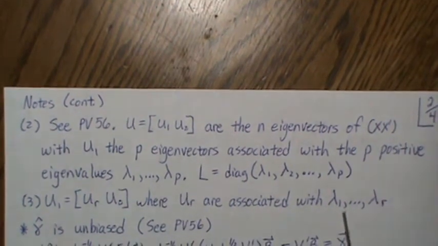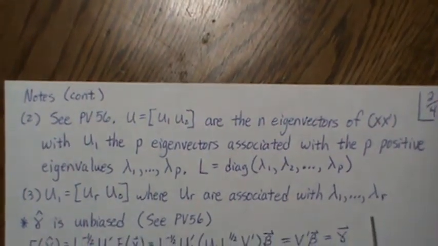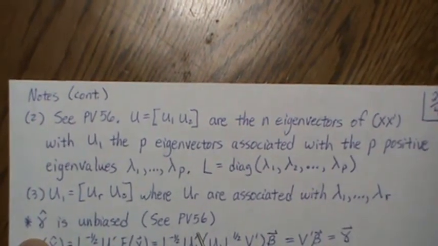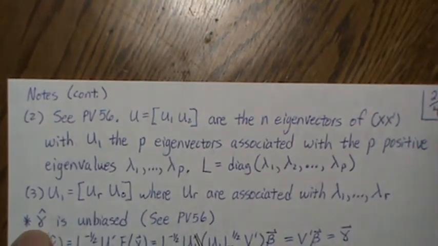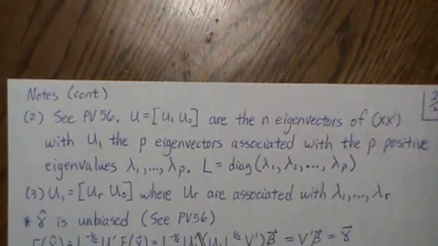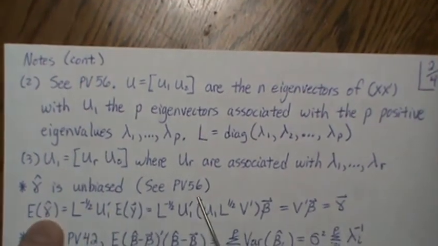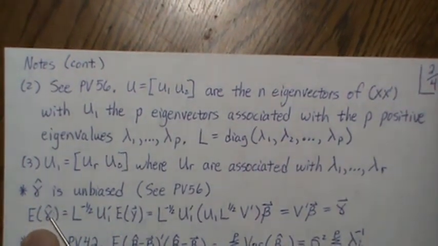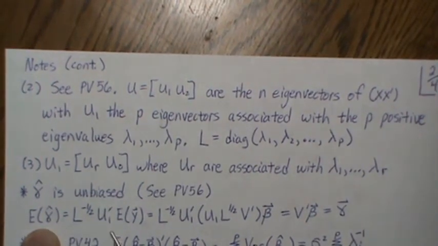UR is associated with the eigenvalues lambda 1 through lambda R. Now in previous video 56, we derived the least squares estimates for the gamma parameters, but I didn't show it was unbiased, and so that's what I want to make up for in this video. So the expected value of the least squares estimate of gamma is this.